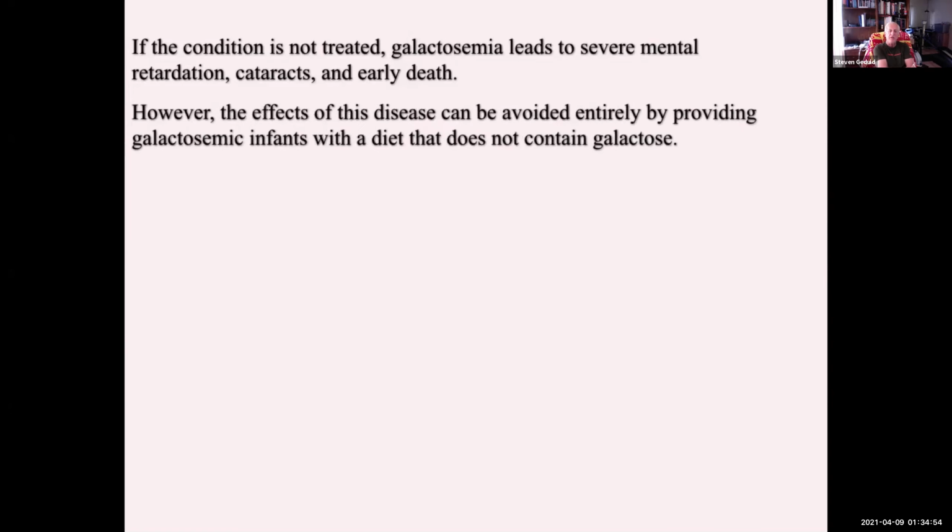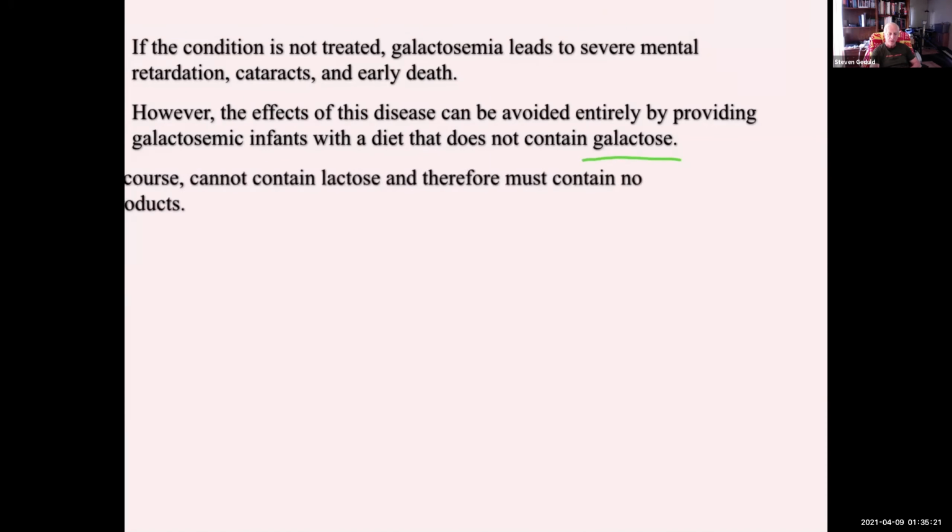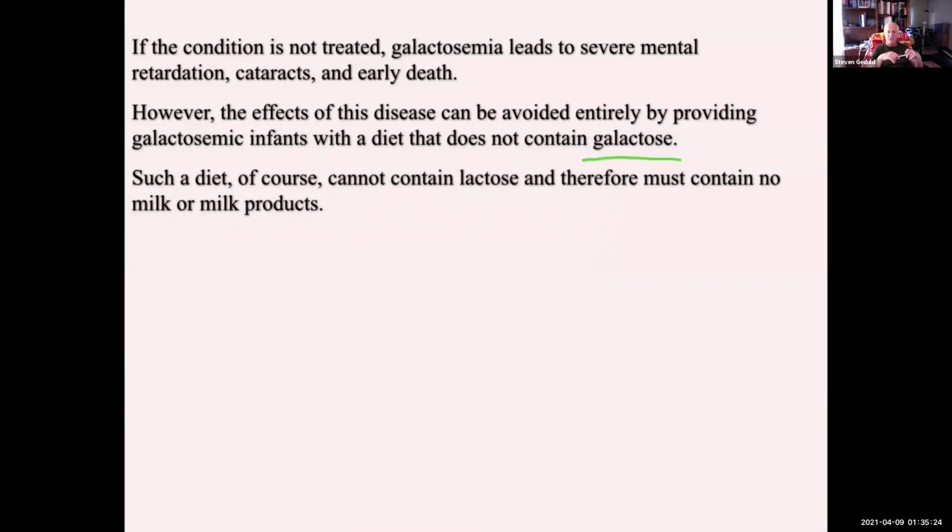The effects of these can be avoided entirely by providing galactosemia infants with a diet that does not contain galactose. So you don't use lactose. You use soy milk, a different type of milk. You don't use lactose, because lactose breaks down into glucose and galactose. And galactose, if you have galactosemia, you're missing the enzyme that's going to convert galactose into a breakdownable product. And it builds up in the body that way. So such a diet, of course, cannot contain lactose, no milk or milk products. So for patients with galactosemia, that's one of the reasons you cannot give them lactose. Because remember, lactose breaks into glucose and galactose.